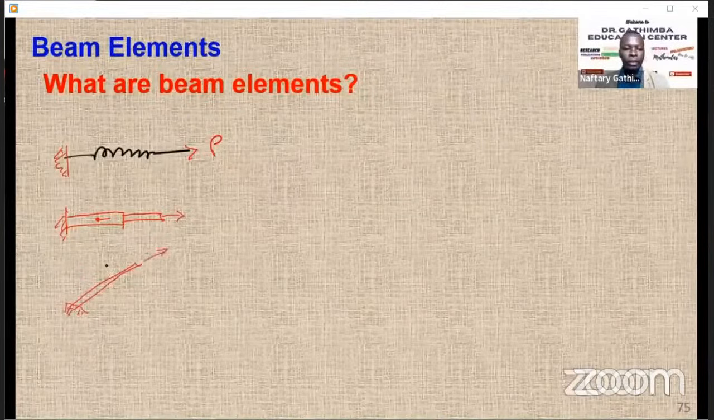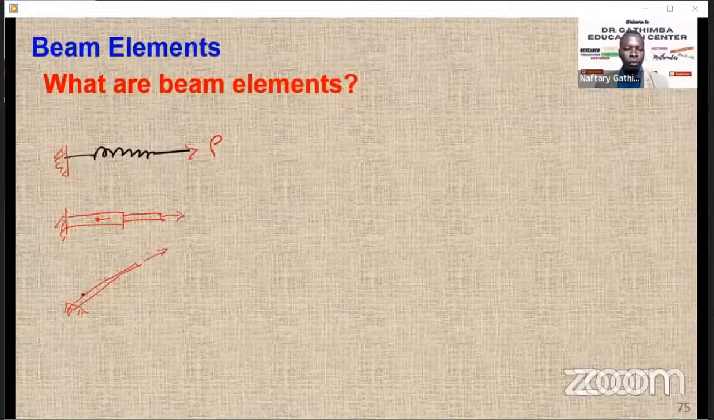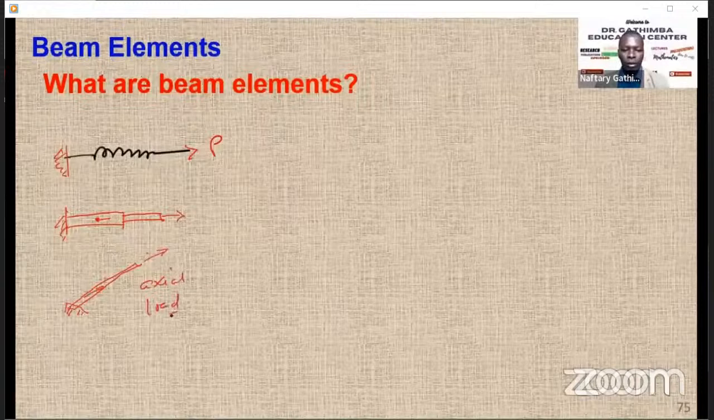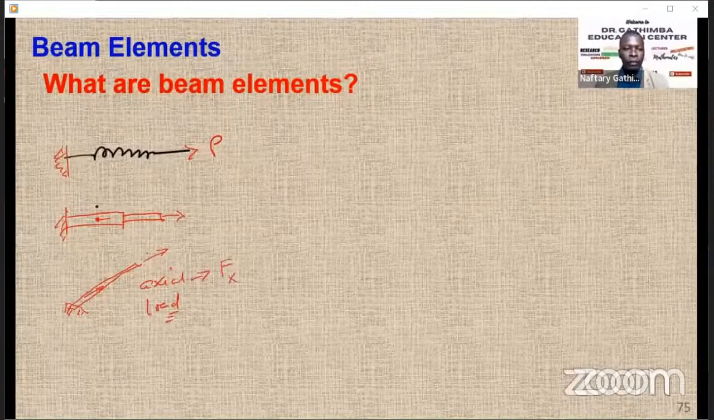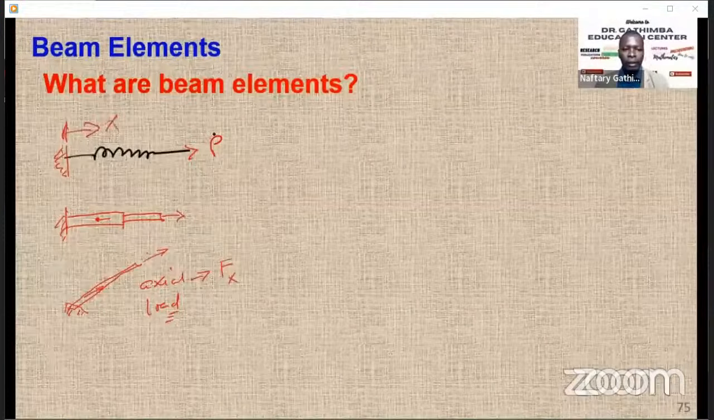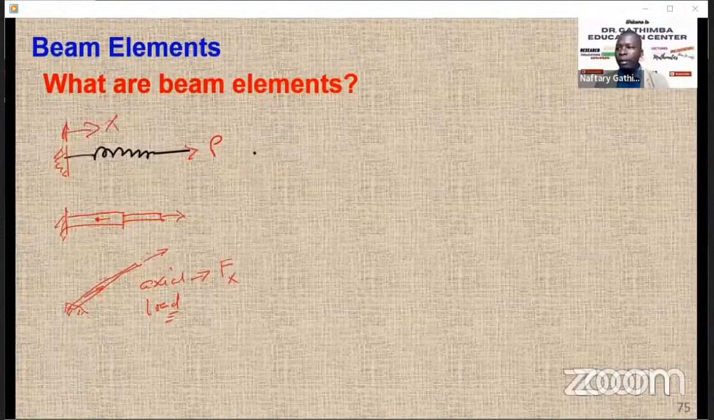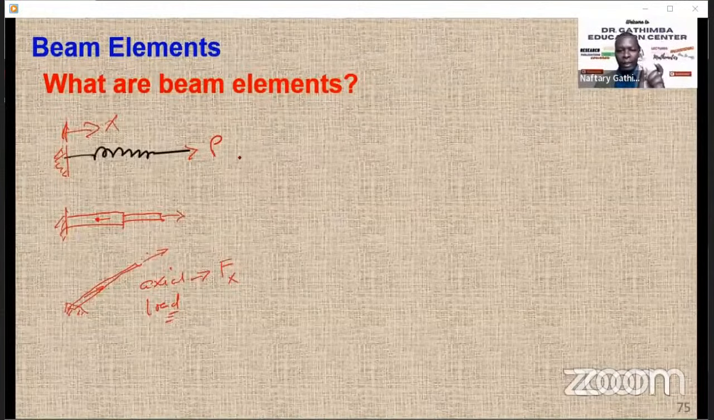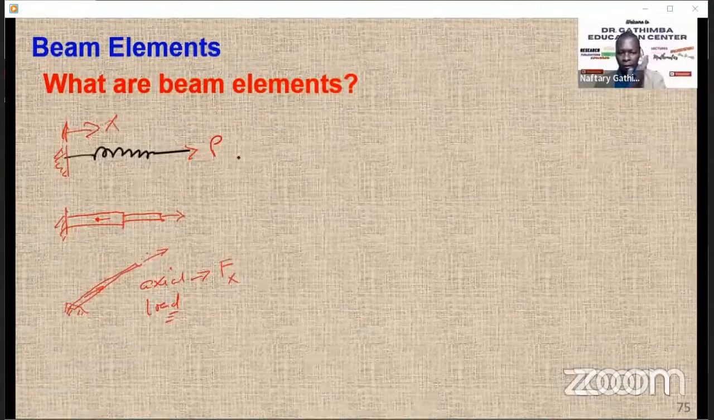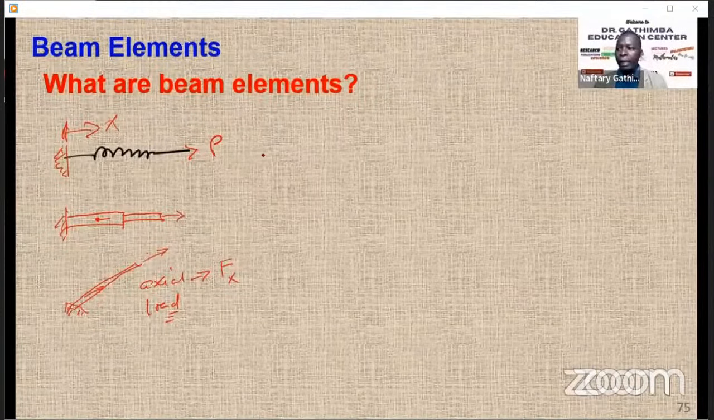So in all these things, what you noted is that we are talking of load applied axially. So we are talking of axial loading. So what you expect was the reaction, it would be, of course, the axial reaction, the F in the X direction, if we take the normal X direction to be this horizontal. So the deformation was an extension, elongation, or compression, reduction in length, right? For spring, for bar element. And the load was applied axially.